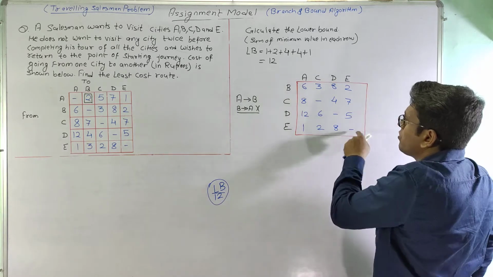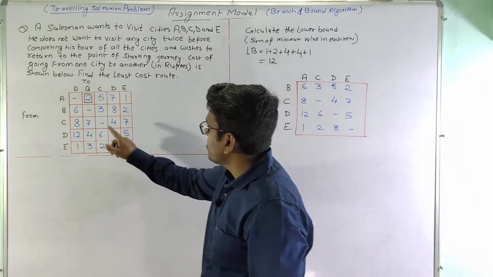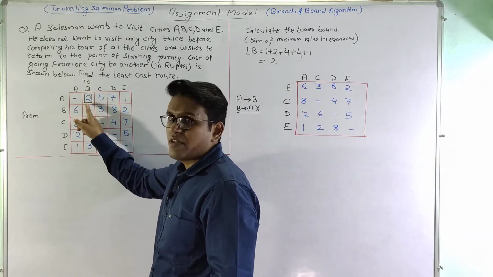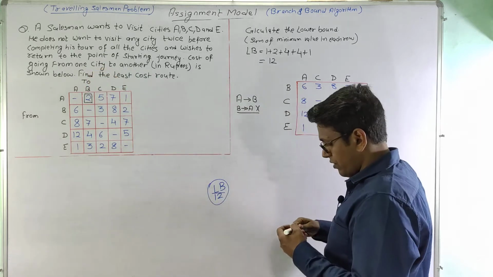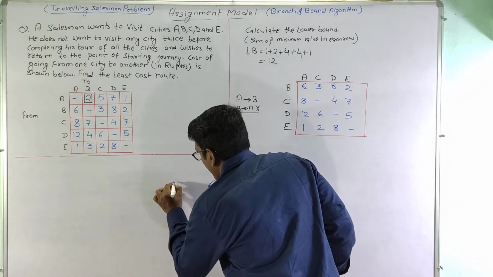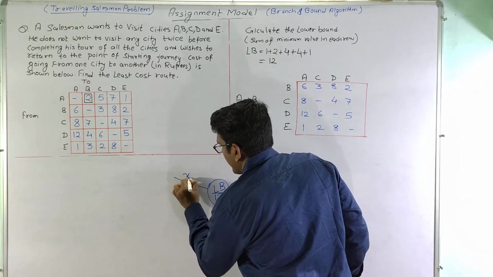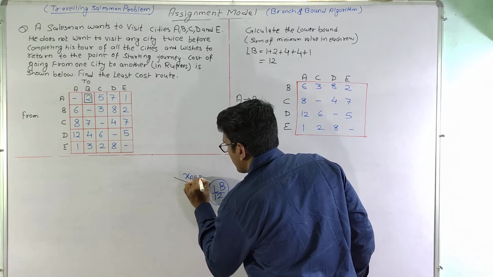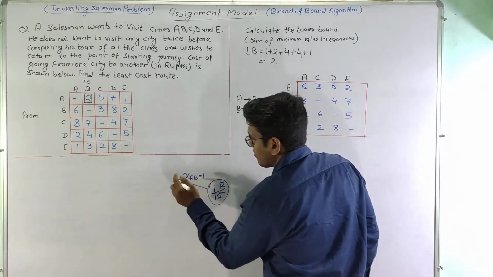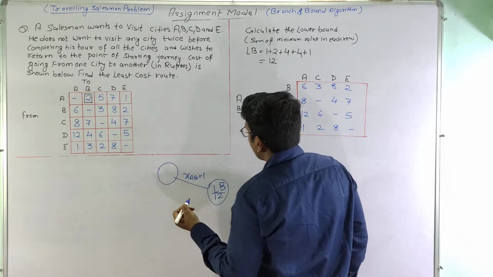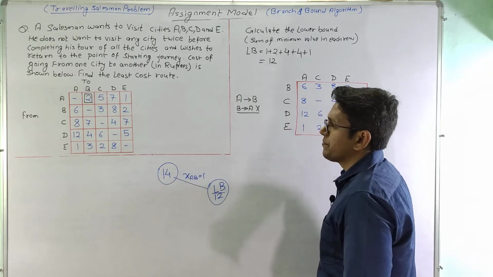So the lower bound for this 4 cross 4 matrix is coming as 12, and we have also assigned this particular cell, that means this will be plus 2. So 12 plus 2 will be 14. So we can see that if we assign x AB equal to 1, this is cell AB, our lower bound will change from 12 to 14.